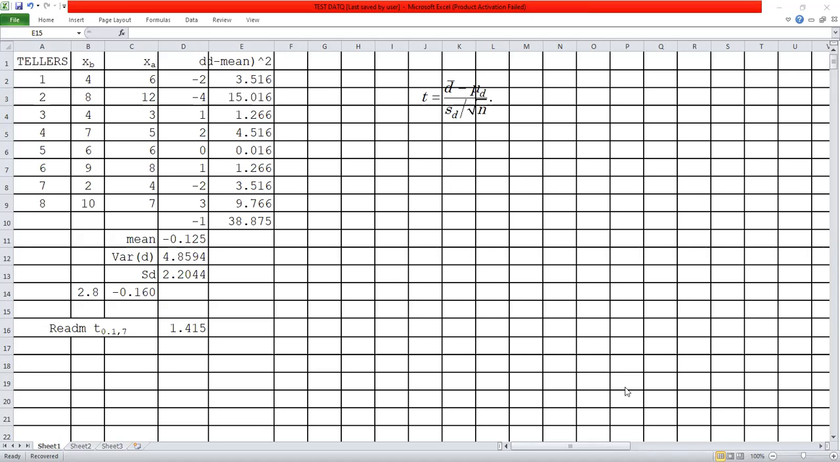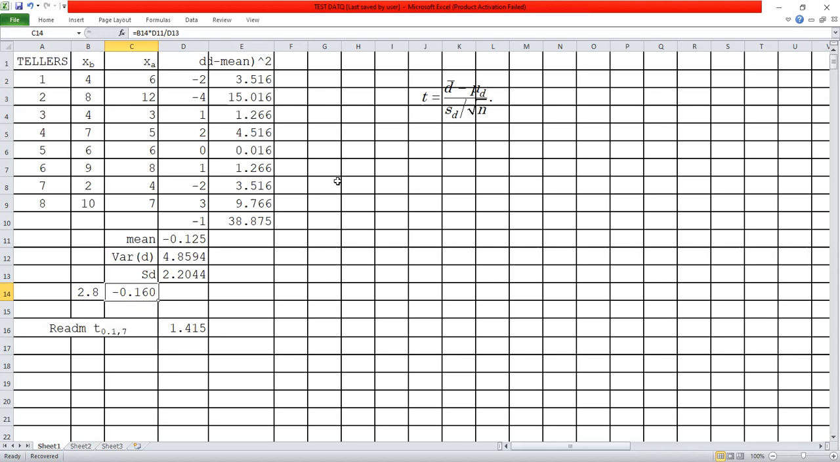The 2.8 and the negative 0.16 are... I lost you there. You know what I was doing here? I wanted to check whether you've gotten the same result for this one. Yes, I've gotten the same result. But that's 2.8. I got up to the SD 2.2. So I wanted to know how to apply that on the formula.